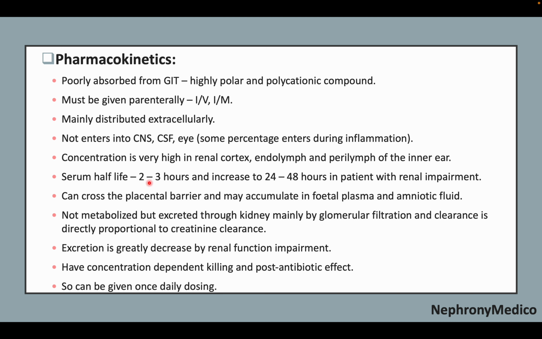The serum half-life is 2 to 3 hours, and it increases to 24 to 48 hours in patients with renal impairment. It can cross the placental barrier and may accumulate in the fetal plasma and amniotic fluid. It is not metabolized but excreted through the kidney mainly by glomerular filtration, and clearance is directly proportional to creatinine clearance. Excretion is greatly decreased by renal function impairment, and it has concentration dependent killing and a post antibiotic effect, so it can be given as once daily dosing.